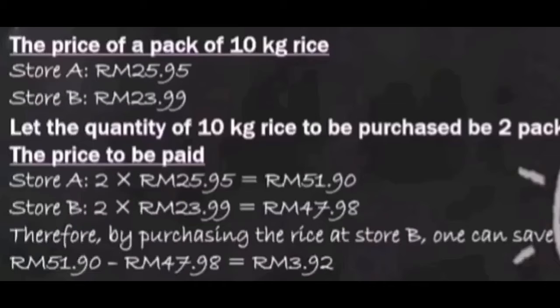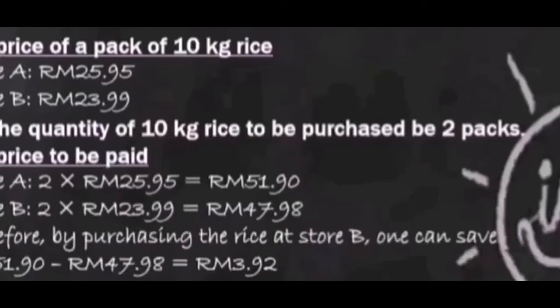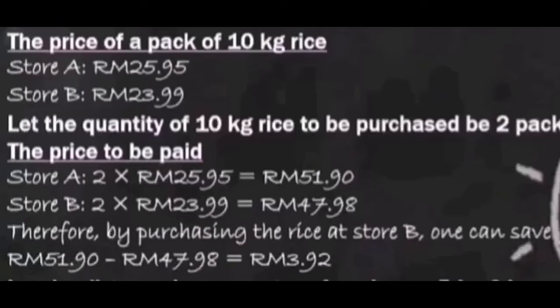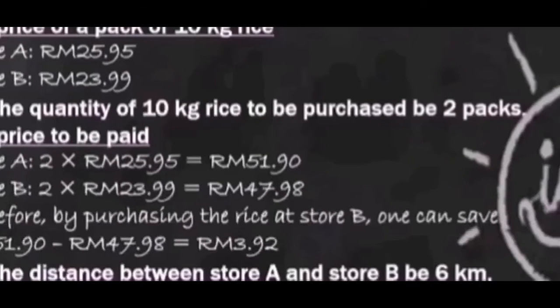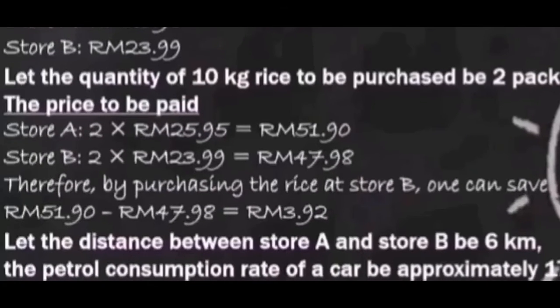We can let the quantity of 10 kg rice to be purchased be 2 packs. The price to be paid: Store A, 2 times 25 ringgit 95 cents is equal to 51 ringgit 90 cents. Store B, 2 times 23 ringgit 99 cents is equal to 47 ringgit 98 cents. Therefore, by purchasing the rice at Store B, one can save 3 ringgit 92 cents.